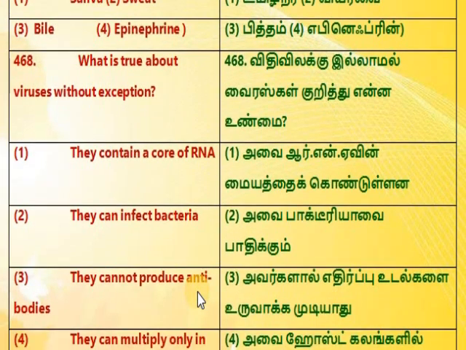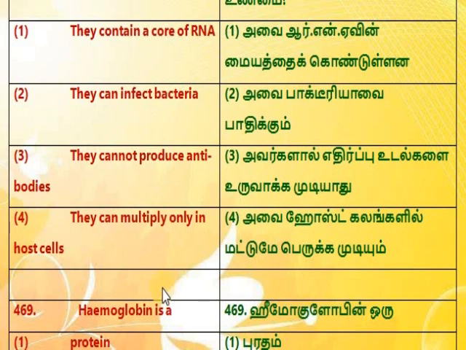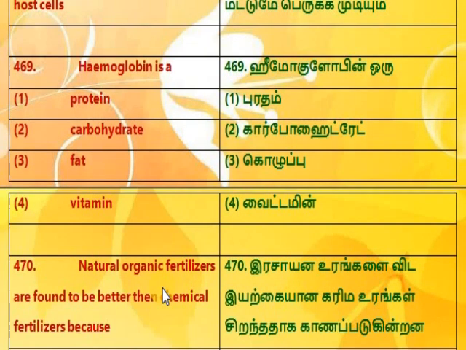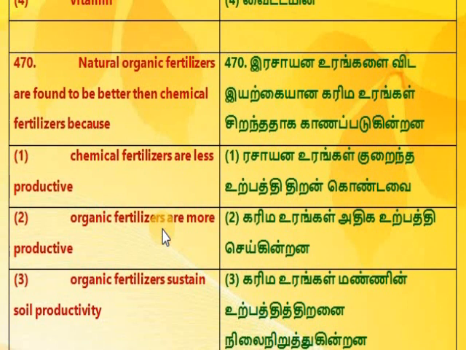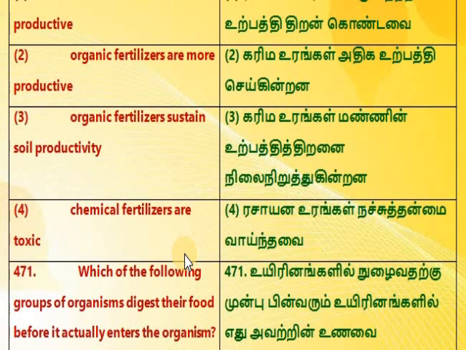467 Which one of the following 4 secretions is different from the remaining 3 in regard to its mode of transport from the source gland to the site of action? 1. Saliva. 2. Sweat. 3. Bile. 4. Epinephrine. 468 What is true about viruses without exception? 1. They contain a core of RNA. 2. They can infect bacteria. 3. They cannot produce antibodies. 4. They can multiply only in host cells.